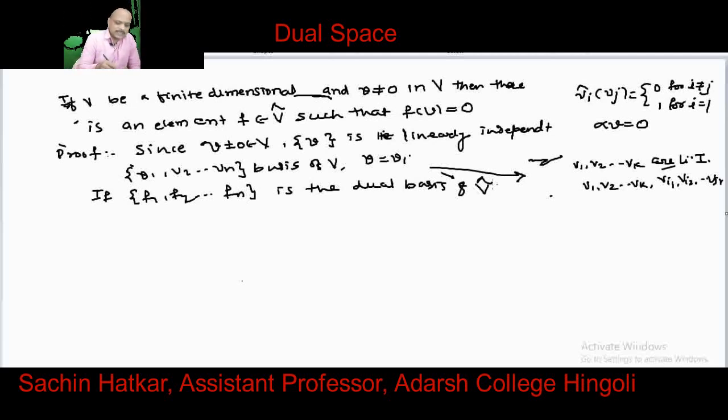Then we can see that here F1 of V equal to F1 of V1, substituting the value. Now look at the definition. Here I have written the definition. In the right corner you can see the definition. This is Vi cap of Vj.